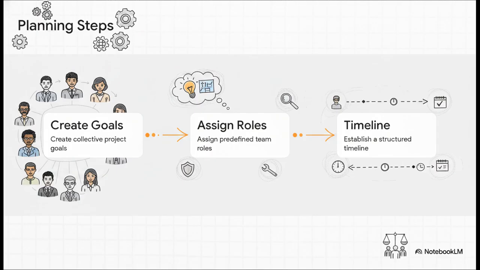Step 1 is to create collective goals with your team. Basically, what are we actually trying to build? Step 2 is assigning predefined roles so everyone knows exactly what they're responsible for. And Step 3 is establishing a structured timeline with really clear deadlines. Remember, good collaboration requires equitable workloads. Everyone needs to carry their fair share.